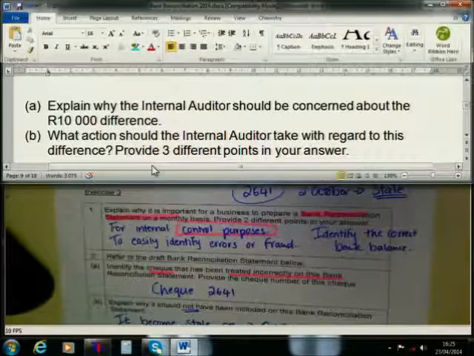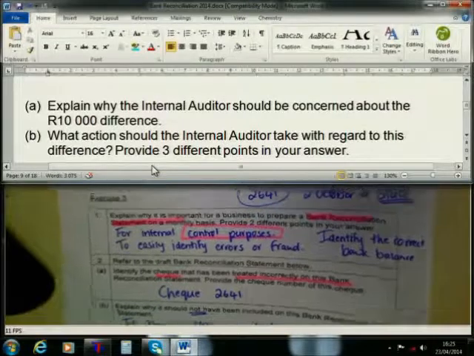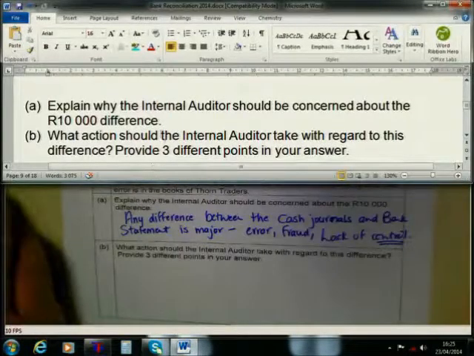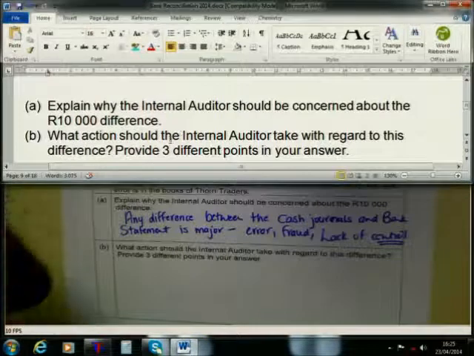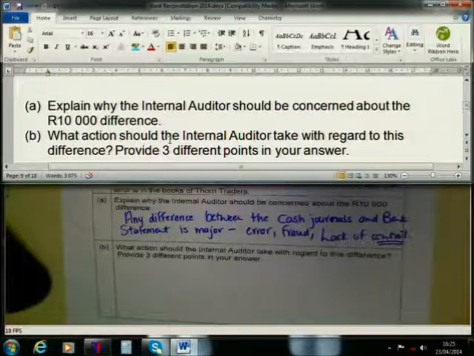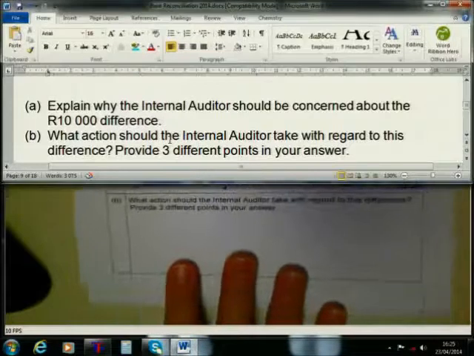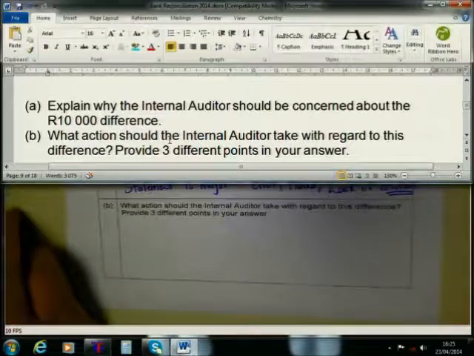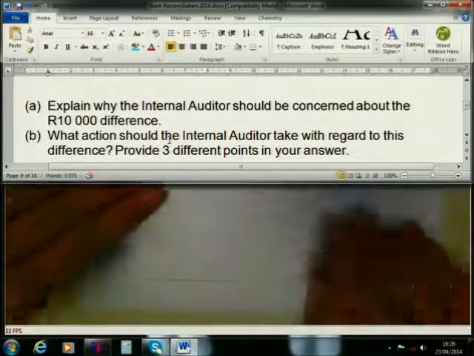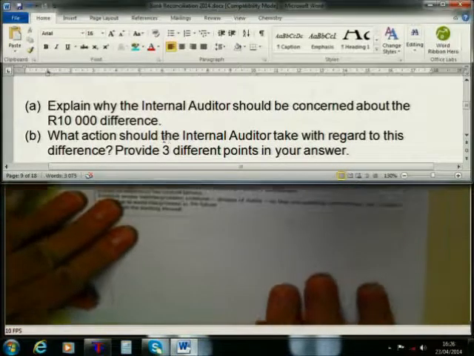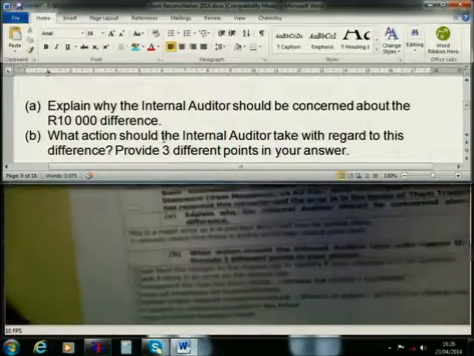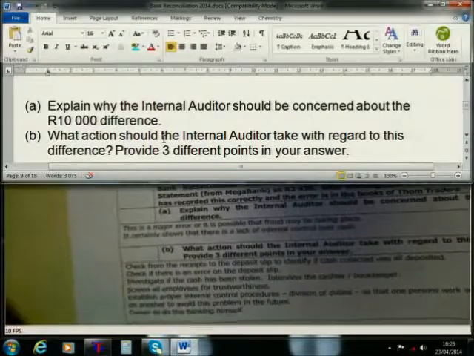So now we did the bank recon. We saw that there's 10,000 Rand wrong. There's a difference of 10,000 Rand. And now you must explain why the internal auditor should be concerned, because everything is not 100% correct and there's a lack of control. What action should the internal auditor take with regard to this difference? Provide 3 different points in your answer. I'm going to show you the answer. It's very, very small. Let's see if we can see a little bit.